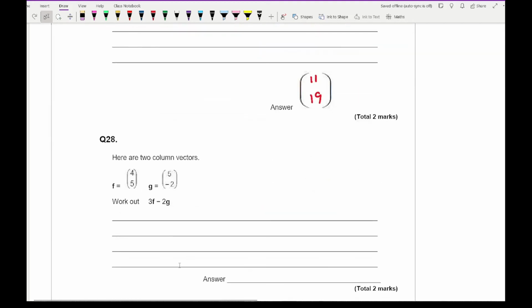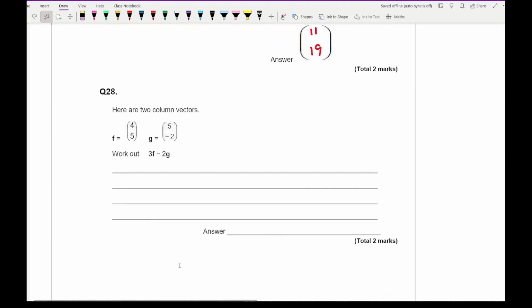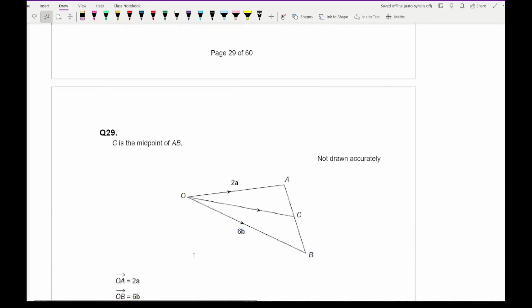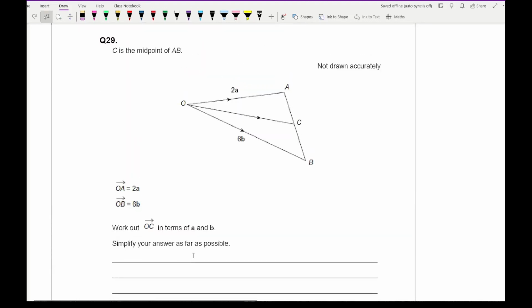Then moving on to question 28, it says to work out 3F minus 2G. So 3 lots of 4, 5, minus 2 lots of 5, minus 2. So that then becomes 12 and 15, minus 10 and minus 4. So 12 minus 10 is 2, and 15 minus 4 is 19. It's 2, 19.